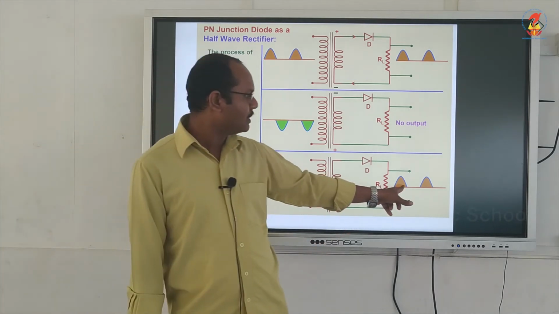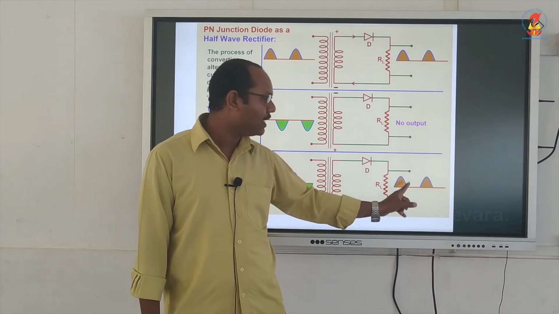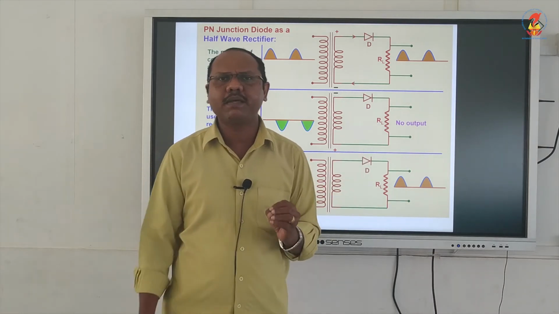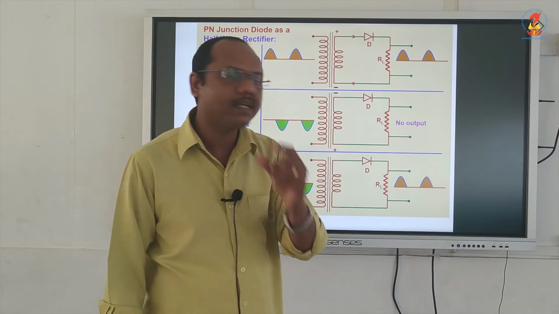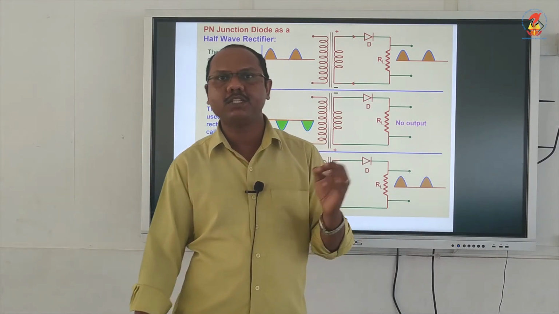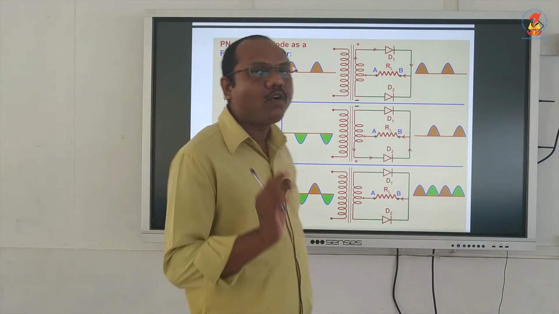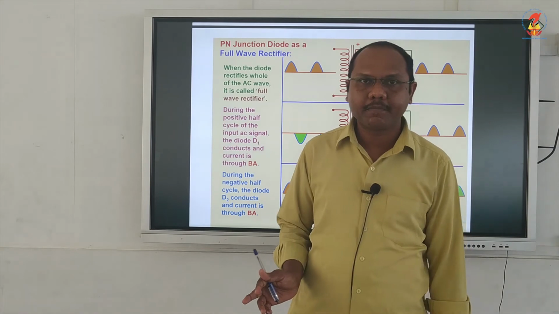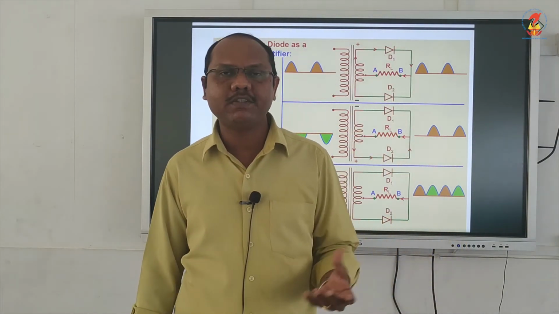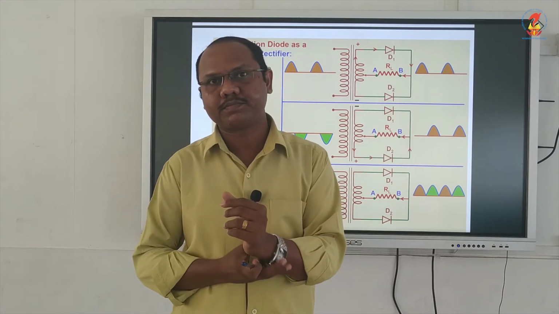And the output will be fluctuating and intermittent. What is meant by intermittent? Intermittent means there is a gap here. So the output is fluctuating and intermittent. To avoid the intermittency and to improve the efficiency, we are making a full wave rectifier.